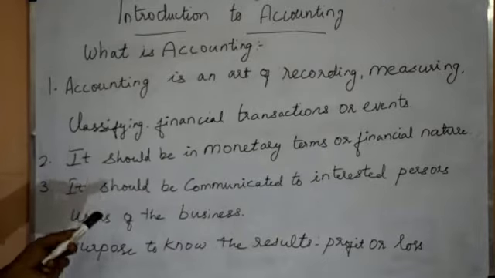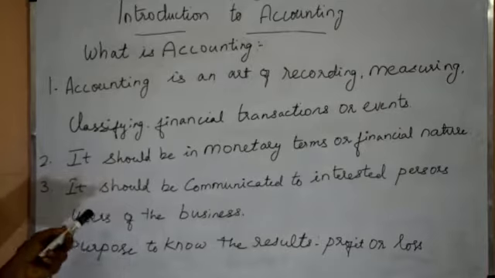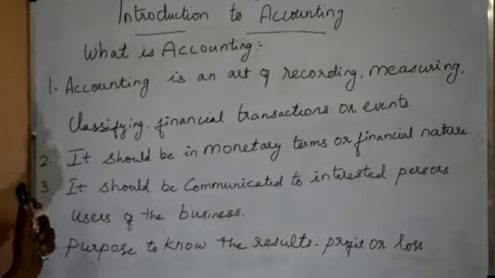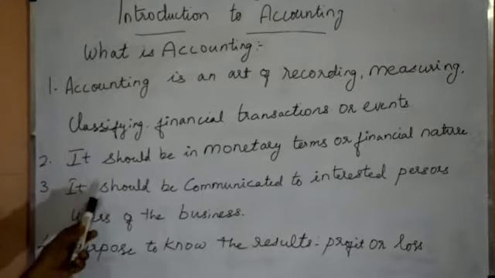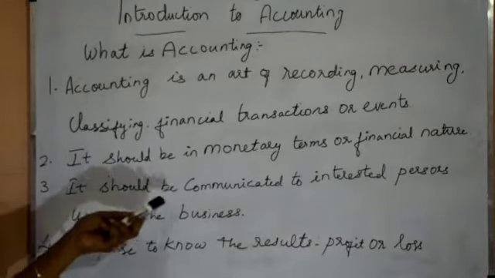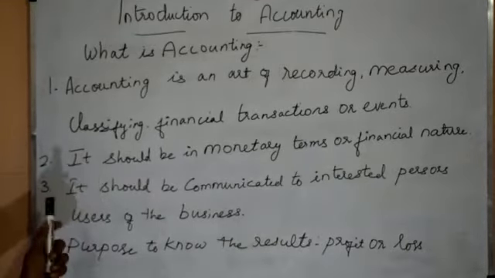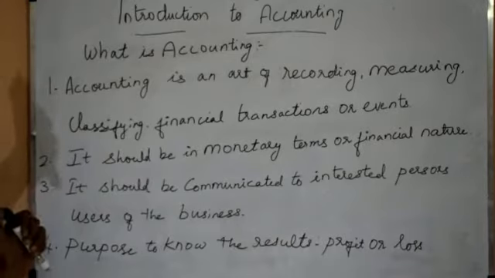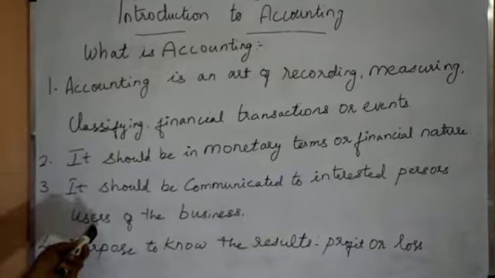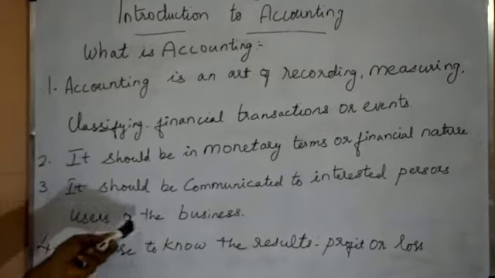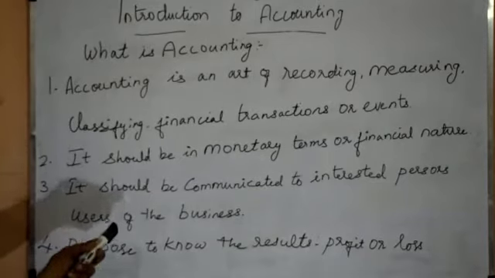Here you can ask why we have to communicate to the interested person. Communicate means, everyone cannot have accounting knowledge. For that purpose only we are communicating or interpreting the financial information to the interested persons. Interested persons means the persons who are in need of the financial information. For those we can say interested persons.